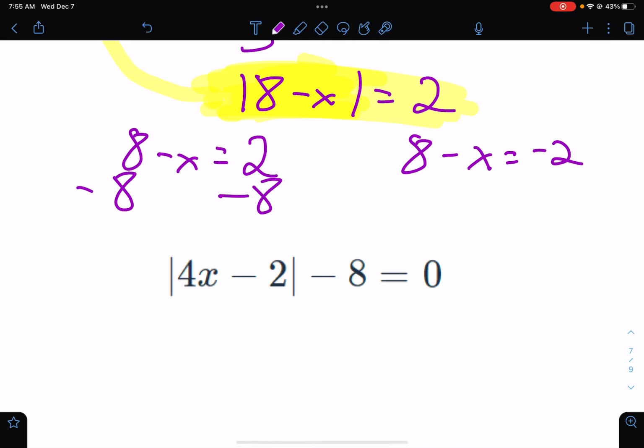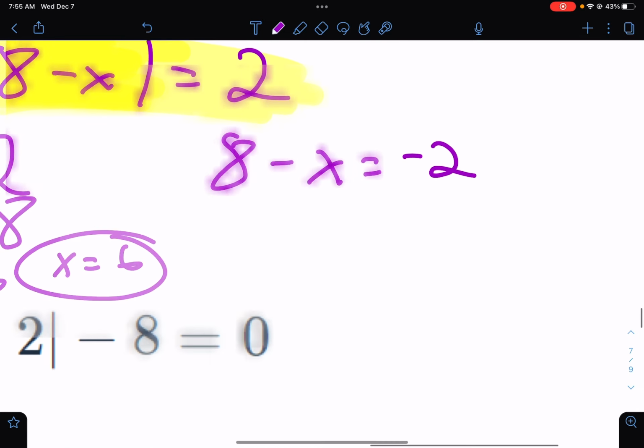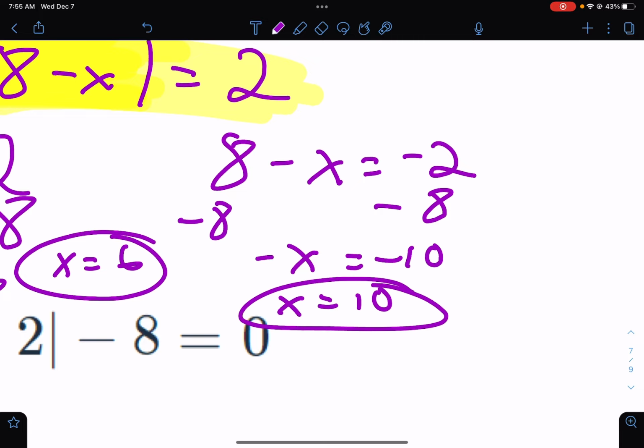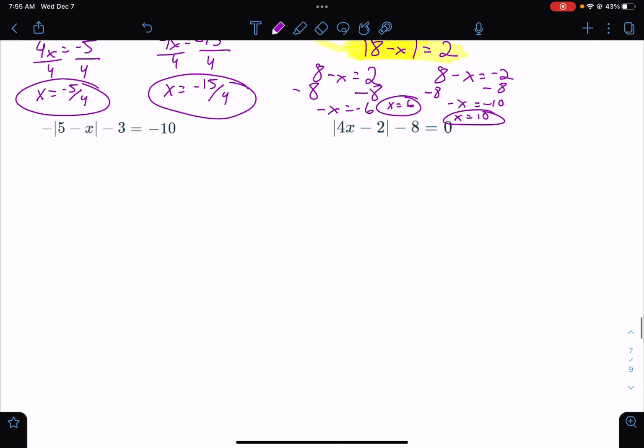Minus 8, minus 8. We get negative x equals negative 6. So x is 6. Minus 8, minus 8. Negative x equals negative 10. X equals 10. All right.